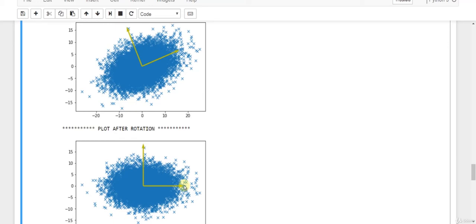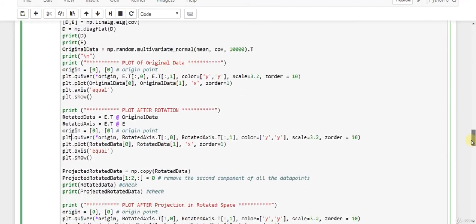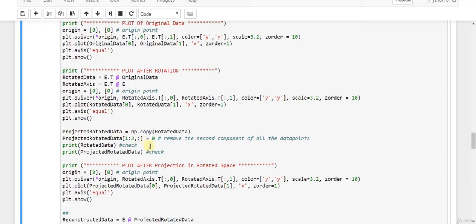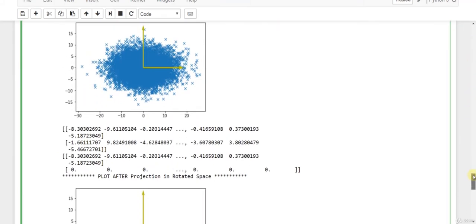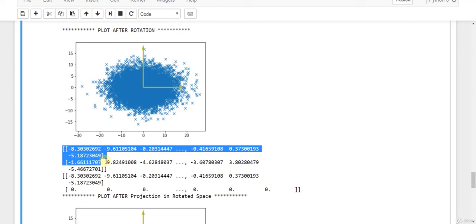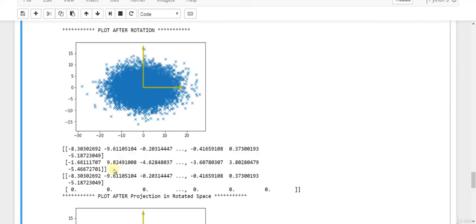After that, I want to perform projection or dimensionality reduction. So I come here, and after this rotation, I make a copy of my rotated data into this variable, and then I remove the second component from all the data points. I set the second component of all the data points to 0, which is equivalent to removing it, and then I print the rotated data and the projected rotated data, and I see the following. For the projected data, I have those data points right here. And after I perform projection, the second components turn out to be 0, just as desired.